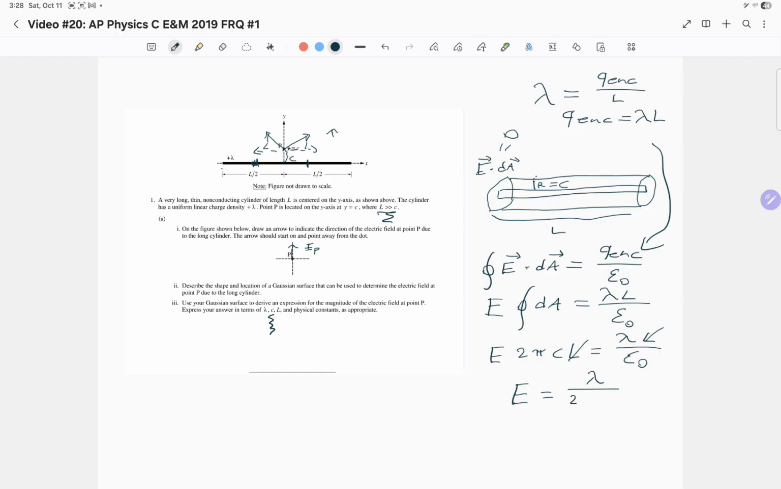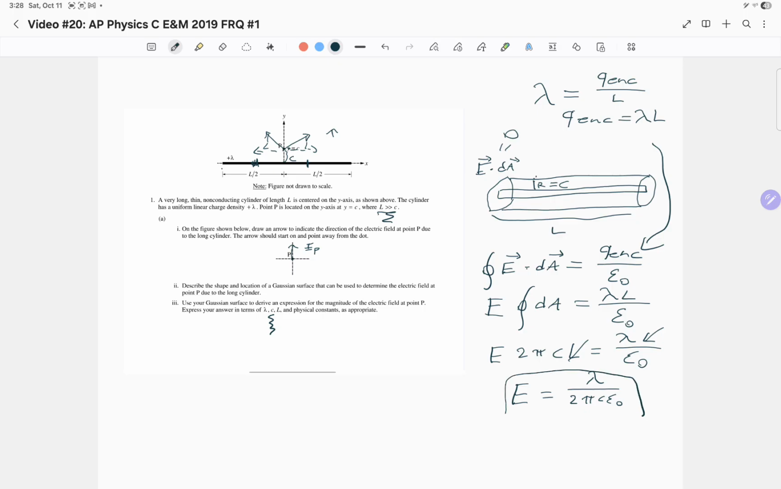I think that's our answer. If you check our units, lambda is charge, the units are coulombs over meters. So you're going to have coulombs over meters squared, because c is a quantity of distance, and then epsilon naught is where it should be.